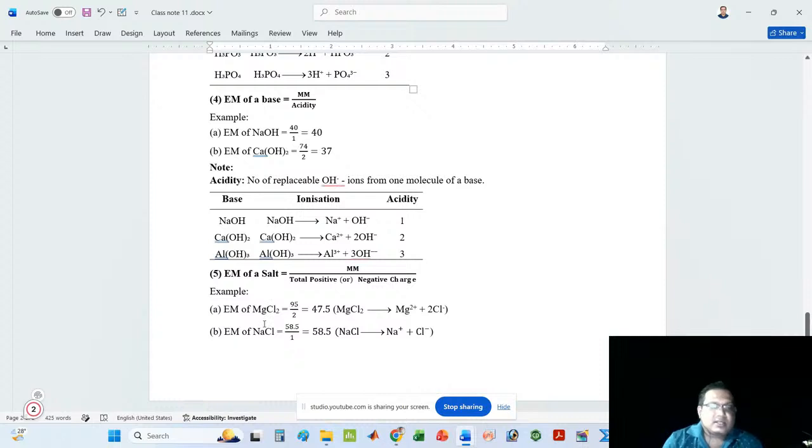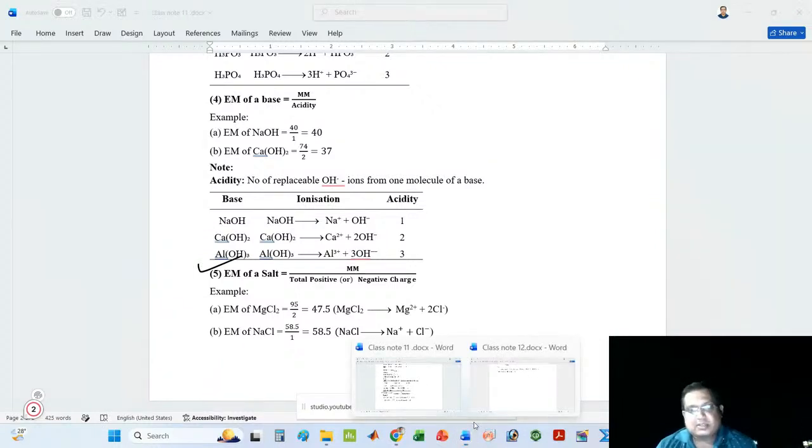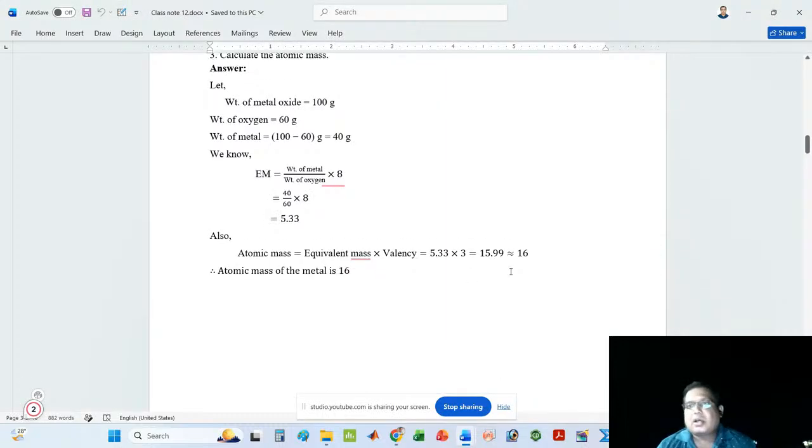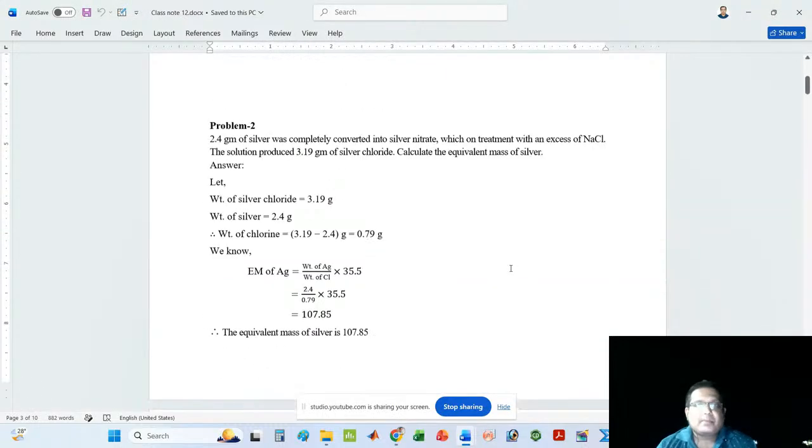Finally, I discussed the equivalent mass of a salt. Equivalent mass of a salt is equal to molecular mass divided by total positive or negative charge. In today's class, I will discuss the equivalent mass of a metal.